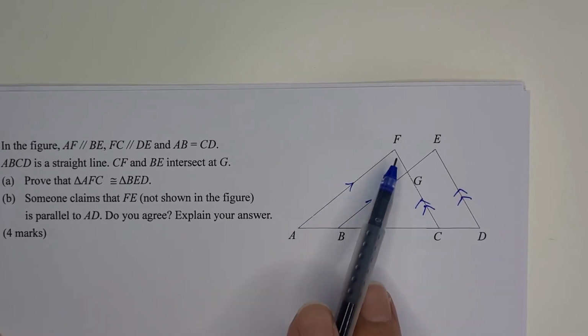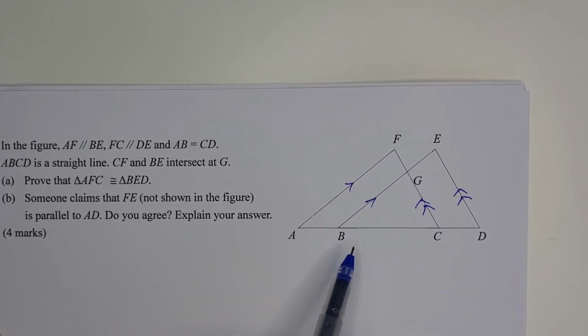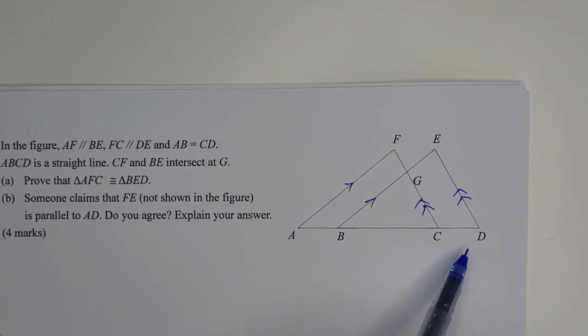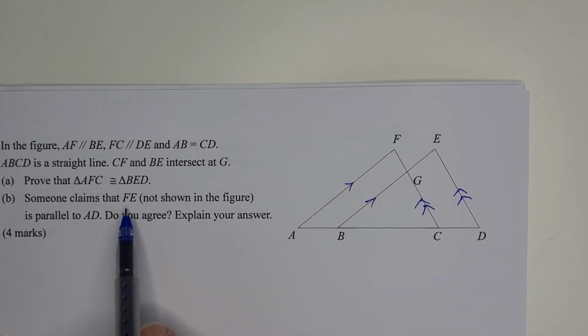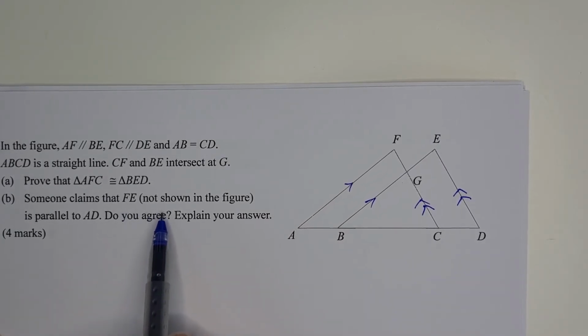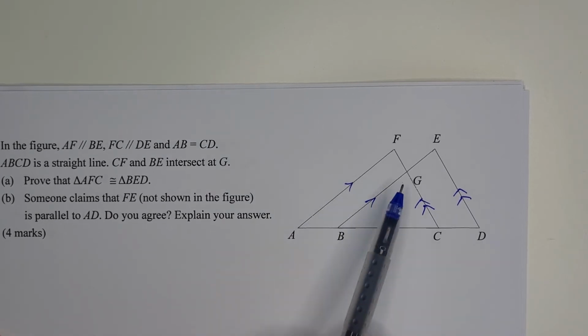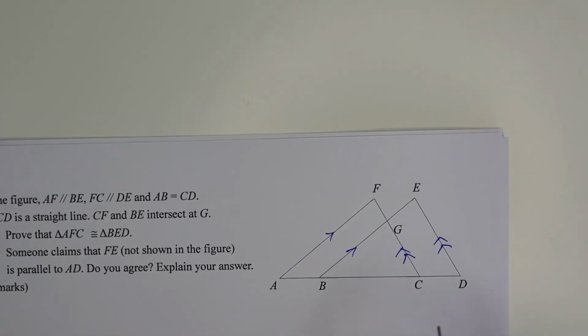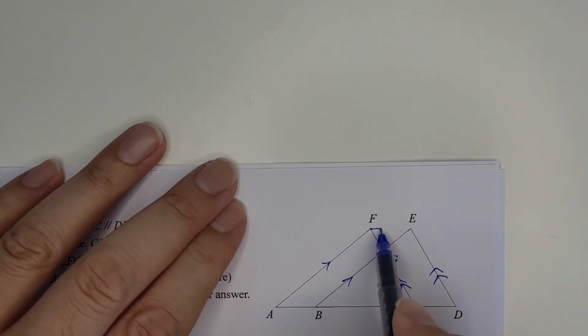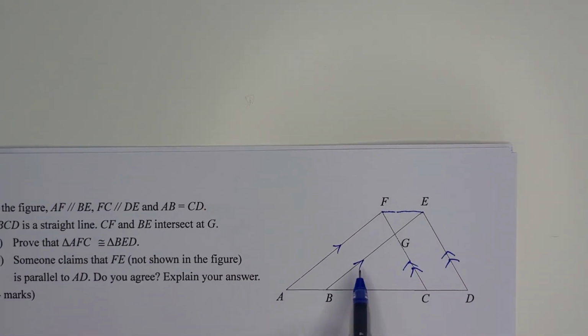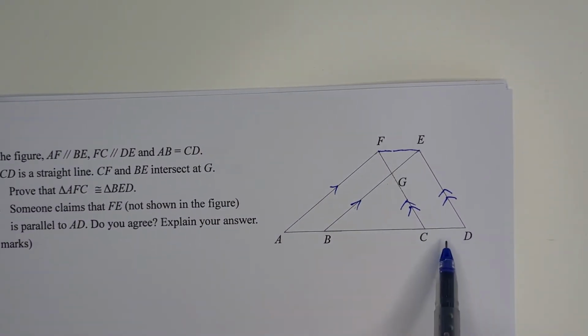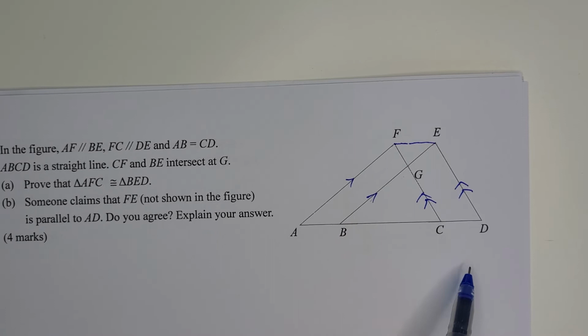Part A. Prove that triangle AFC is congruent to triangle BED. Part B. Someone claims that EF, not shown in the figure, is parallel to AD. Okay, if EF is not shown in the figure, then you can add this. Someone claimed that EF is parallel to AD. Do you agree? Then you need to explain your answer.